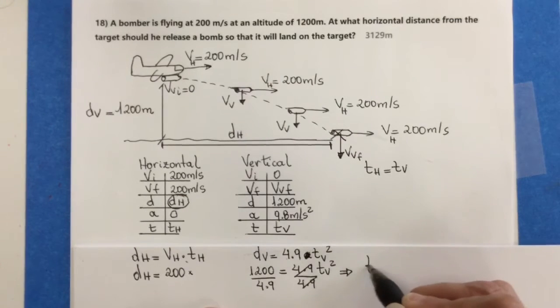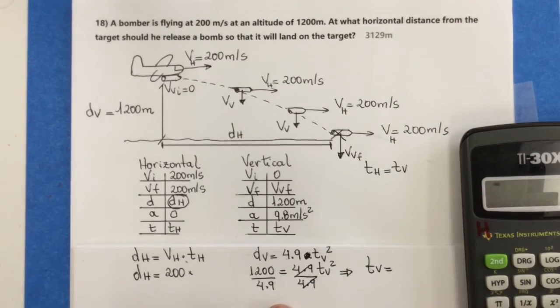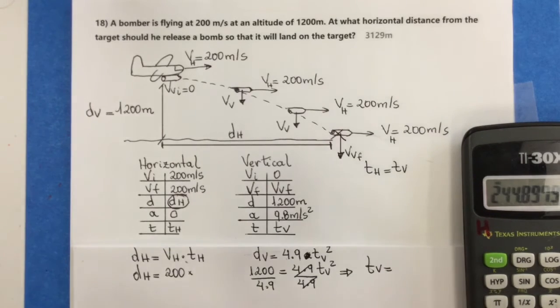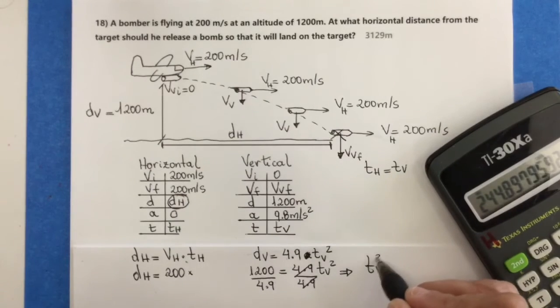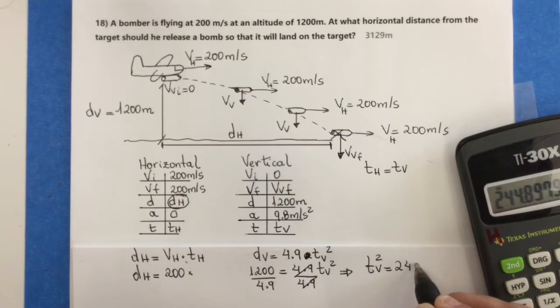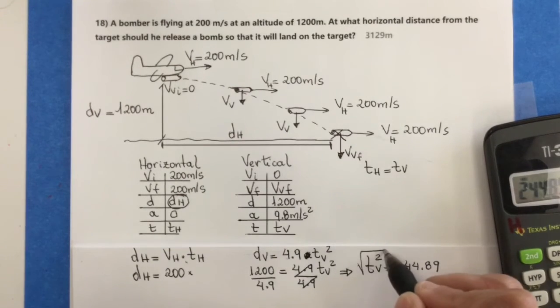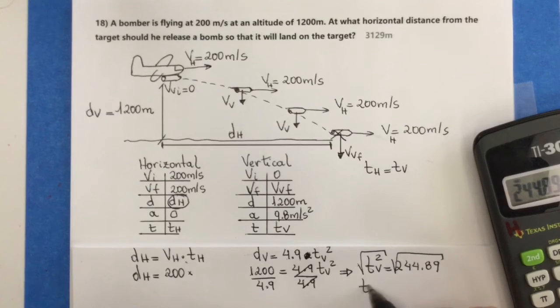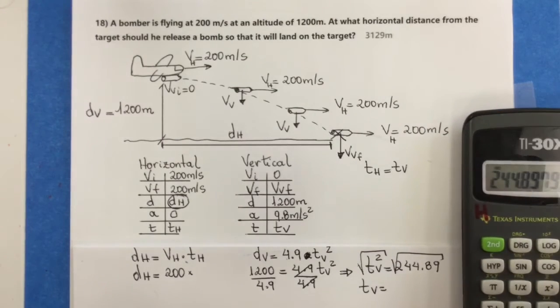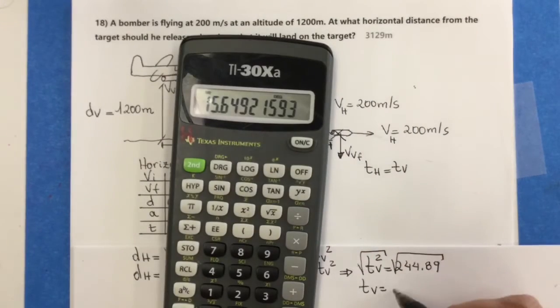Using the calculator, 1,200 divided by 4.9, our TV squared is 244.9. Now you are going to take the square root of both sides, and our TV is 15.65.